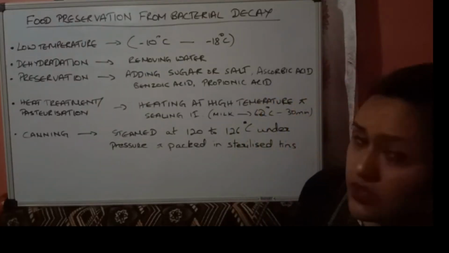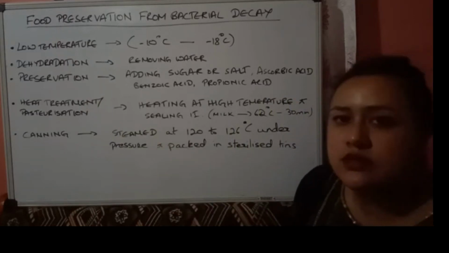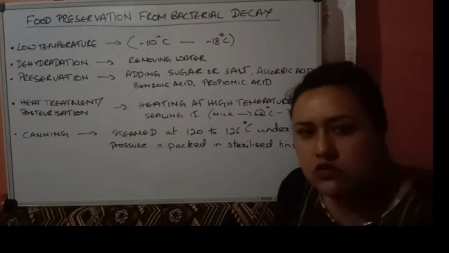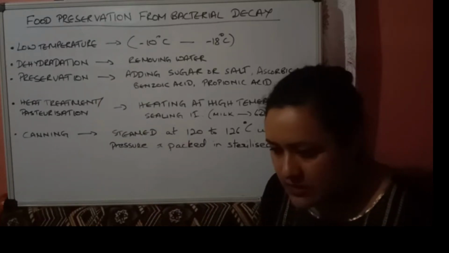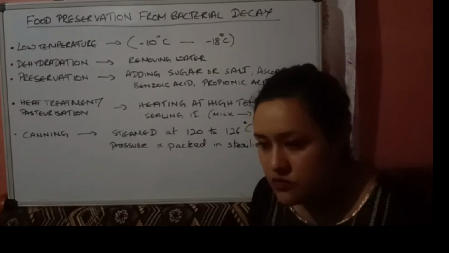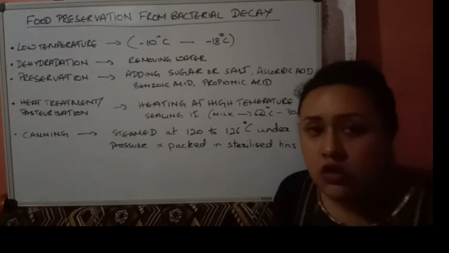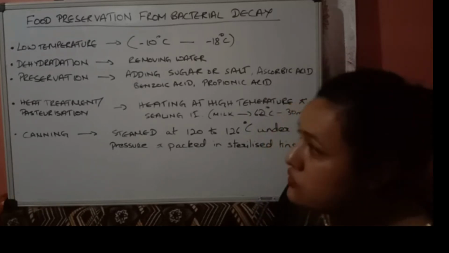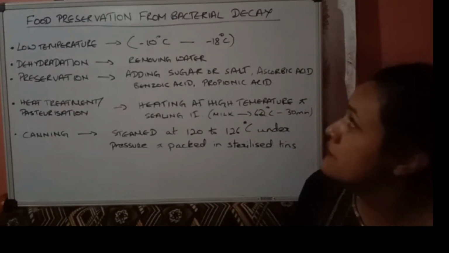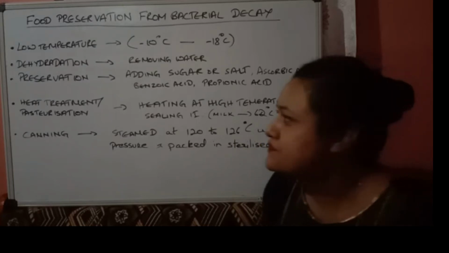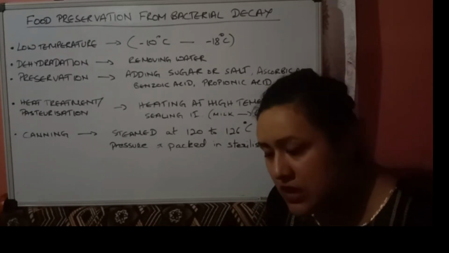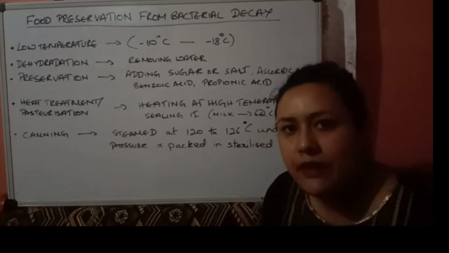Okay, so the second topic here I'm going to discuss is food preservation from bacterial decay. Just before this, I discussed the harmful effects of bacteria. It causes spoilage of food. Now, how can we prevent that? How can you store your food? So food preservation: how can you preserve your food from bacterial infection or bacterial decay? There are methods such that we can preserve our food from bacterial decay.